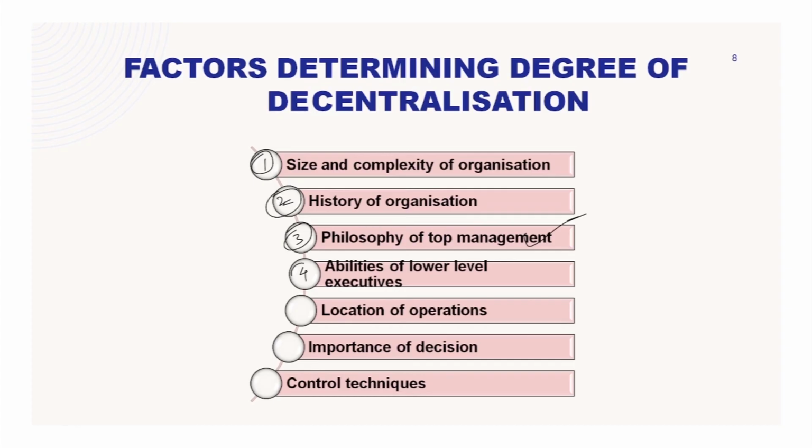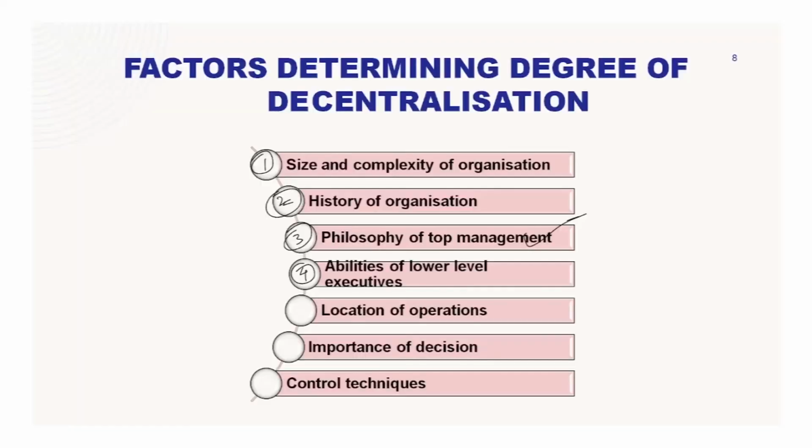Fourth one is the ability of the lower level executive. If the management feels the supervisory level is competent enough to perform all those day-to-day activities, okay, in that situation decentralization will be there because they are good enough to perform the activities and the role of the top management will be lower. Location of the operation is also one of the key factors. If the business is operated in different locations, not at one place, decentralization will be there.